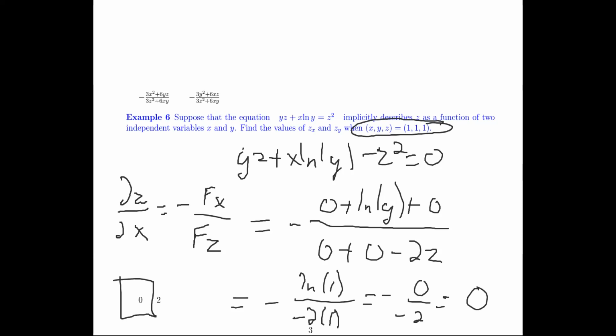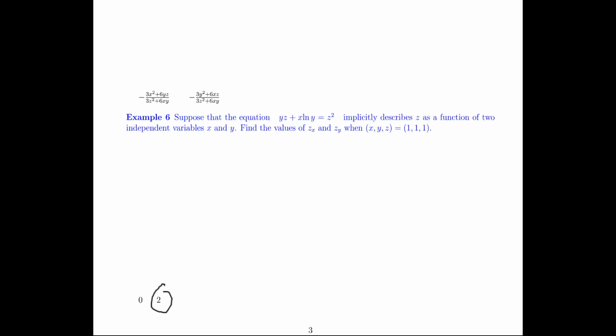And again, I'll leave it up to y'all to find z_y at the point 1, 1, 1. And you should end up getting 2. And that will end this video.